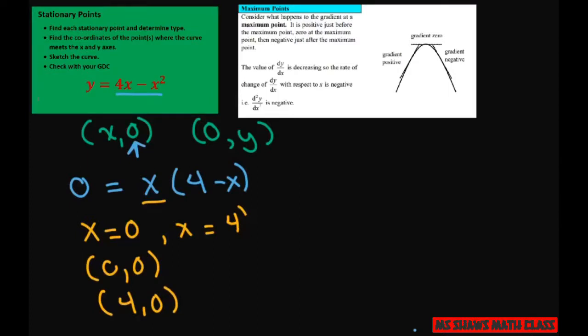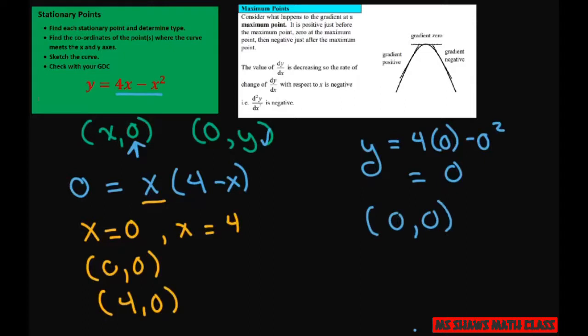For the y-intercept, you set x to 0. So y equals 4 times 0 minus 0 squared. That equals 0. So it's (0, 0). Anytime you have an x-intercept at (0, 0), so is the y-intercept.